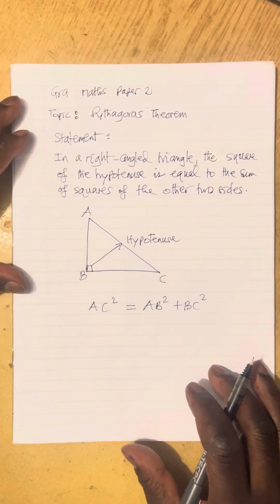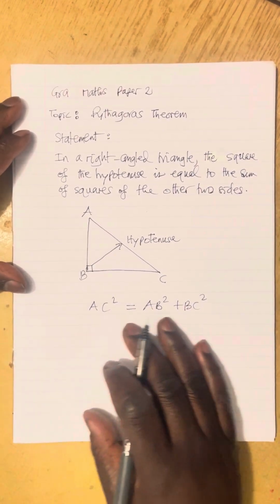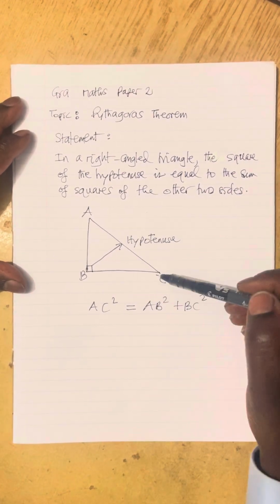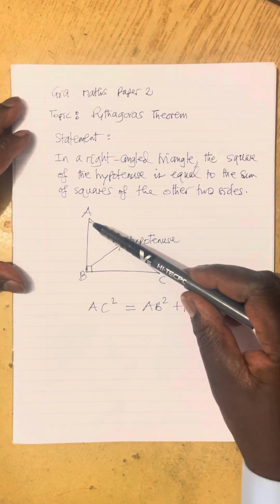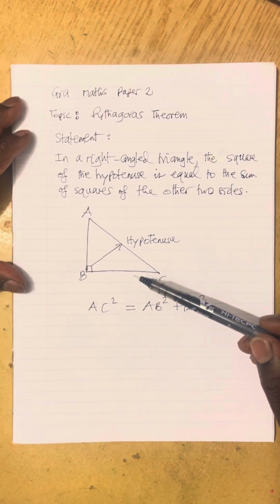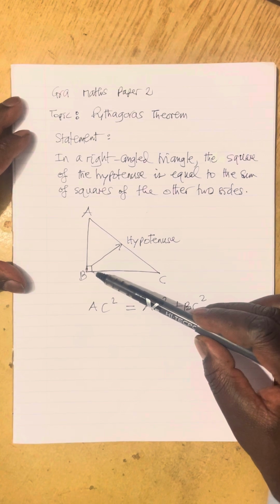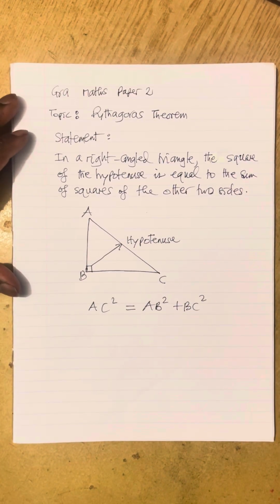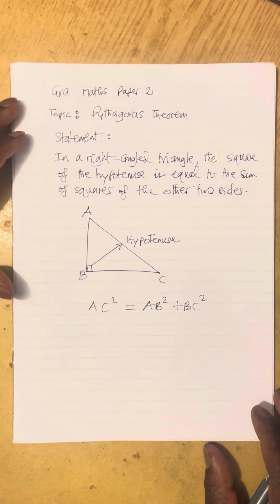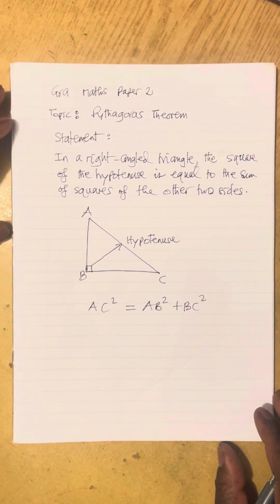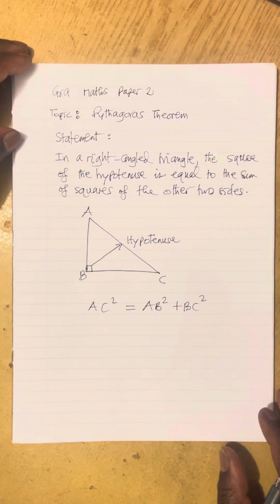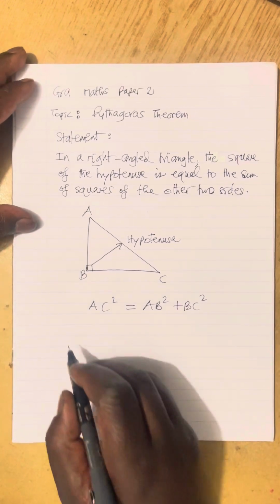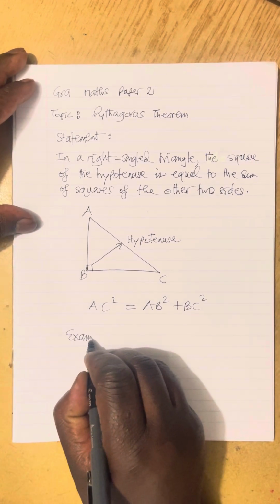Now, please take note of how this is stated here. It is the longer side. When you square the longer side, the answer will be the sum of the squares of the other two shorter sides, in other words, the two sides that make up the right angle. When you square them, it will give you the square of the longest side in your right angled triangle. So the triangle has to be right angled. We will look at the converse of this at a later stage, but for now, let's look at examples on application of this. So straight into examples.